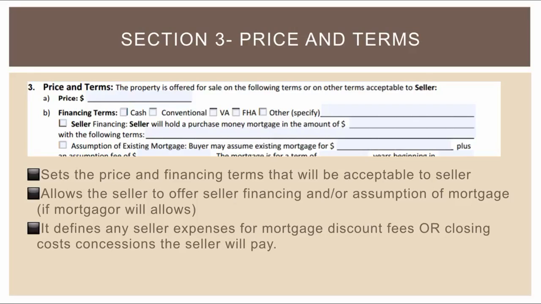Section 3 is the price and terms. It sets the price and the financing terms that will be acceptable to the seller. It also allows the seller to offer seller financing and/or assumption of mortgage if the mortgagor will allow. Lastly, and one of the most important parts, and one of the parts missed by most agents, is it defines any seller expenses for mortgage discount fees or closing cost concession that the seller will agree to pay on behalf of the buyer. Again, these are the closing costs that are associated with the contracts.